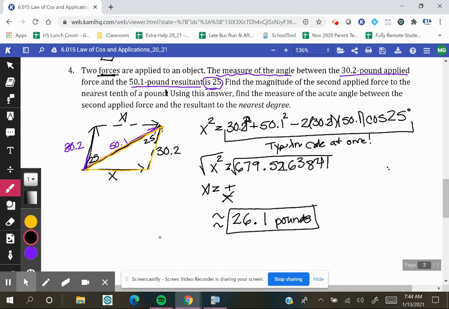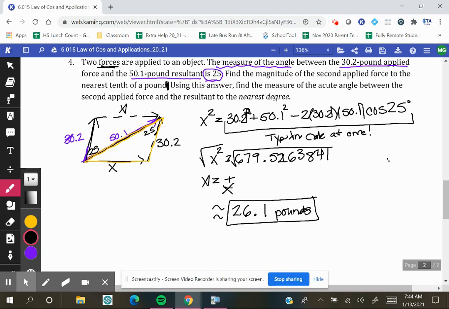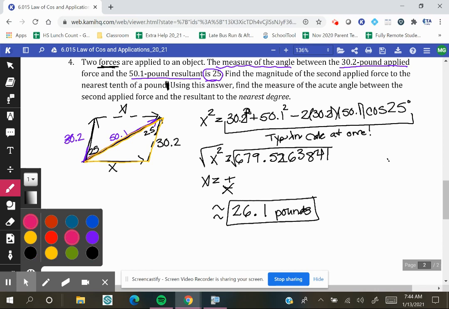Now it says, using this answer, find the measure of the acute angle between the second applied force and the resultant. So the resultant is your diagonal. So the second applied force, again, trace it, and the resultant, trace it. So I'm looking for that. Now I've already used x, so you need to use a different letter. You could use y, you could use any letter. I'm going to use A here.